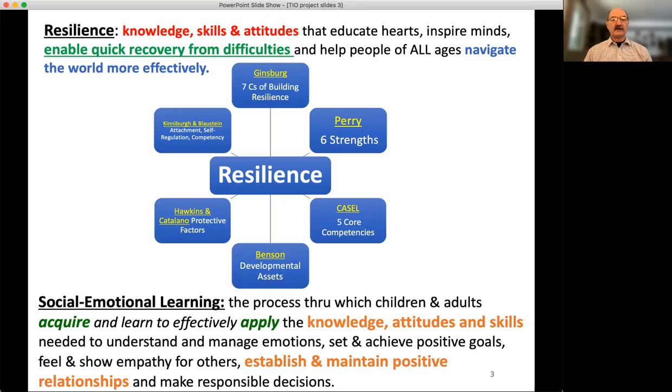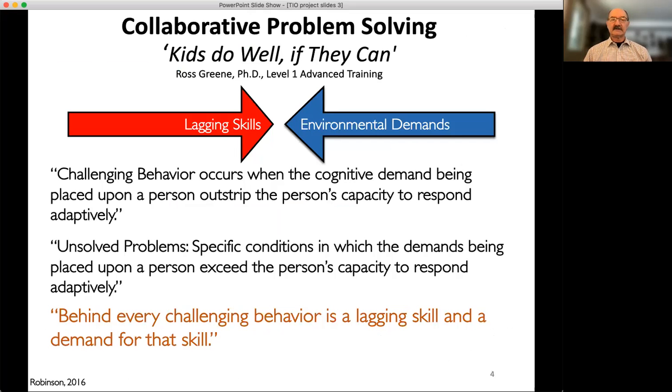So you might be wondering about how that looks. Well, here's an example of a program that's based on how that looks. You've probably heard of collaborative problem solving, and the mantra is kids do well if they can. And it's about environmental demand versus skills. When skills don't equal demands, things happen. Challenging behavior, problems in the classroom, and you might notice the quote at the bottom. Behind every challenging behavior is a lagging skill and a demand for that skill.